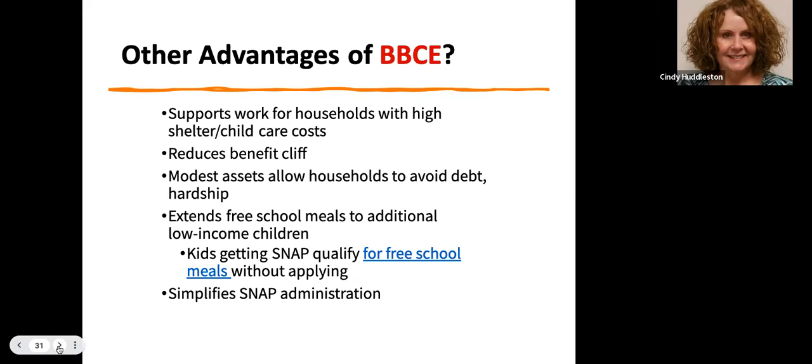Plus, broad-based categorical eligibility allows more children to qualify for free meals at school. Kids getting SNAP qualify for free school meals without applying. And since more kids qualify for SNAP under broad-based categorical eligibility, more kids get that free meal.